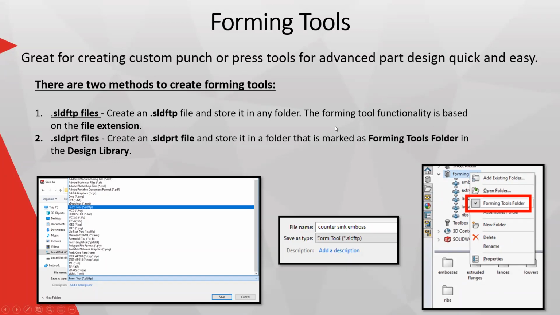Then secondly, we can create a SolidWorks normal part and actually save it in a folder specifically marked as your forming tools folder. So as you guys can see over here, as the image indicates, I can either create a simple part and actually save it out as a forming tool, which will then pull through the forming tool functionality. Or you can actually save it as a SolidWorks part, a normal part, bring it into your design library, and whichever folder hosts that tool, you just need to right click on it and make sure you hit the option to state that that is your forming tools folder. Those are the options that exist. Whichever gets the job done quicker for you, I'd recommend to go and explore.